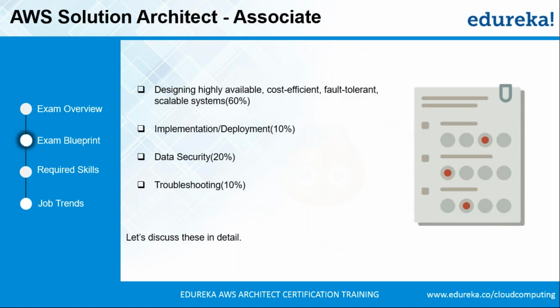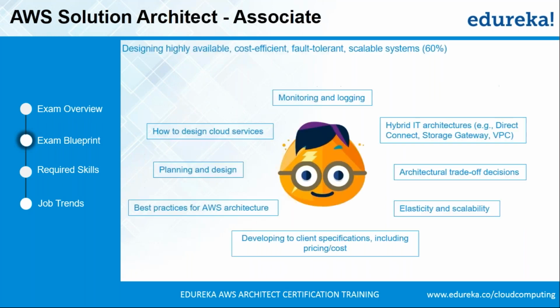All right. Now let's discuss these domains in detail. So the first domain, like I said, is creating highly available, cost-efficient, fault-tolerant, and scalable systems. It comprises monitoring and logging, how to design cloud services, planning and designing, best practices, developing to client specifications, scalability, and trade-off decisions. So a trade-off decision would be to use a MySQL instance on the same server as your website server, or to use it separately, right? So these decisions you have to take.